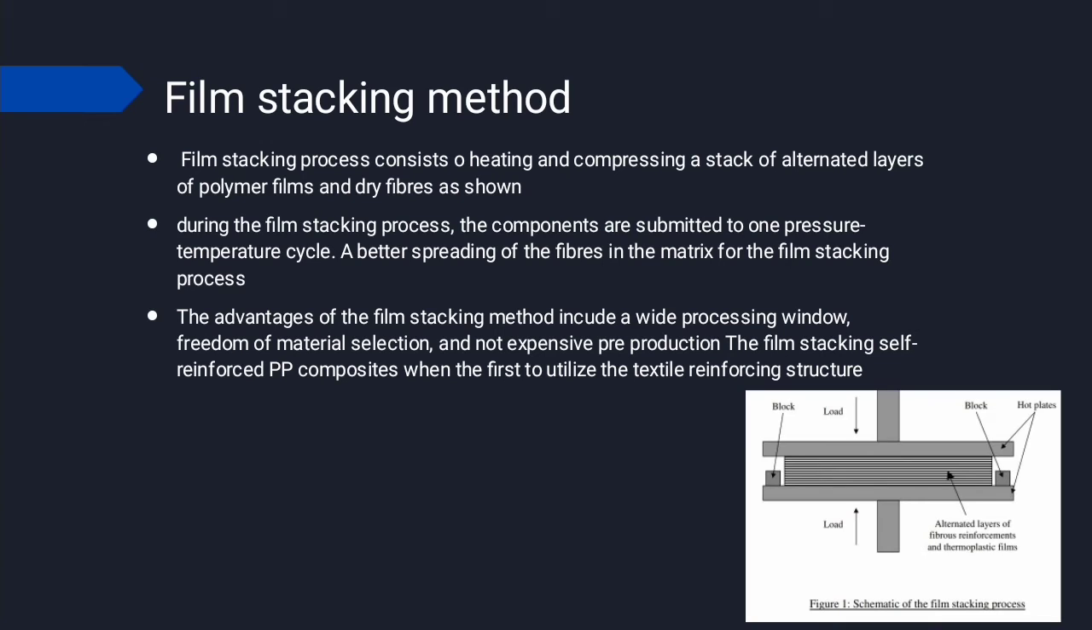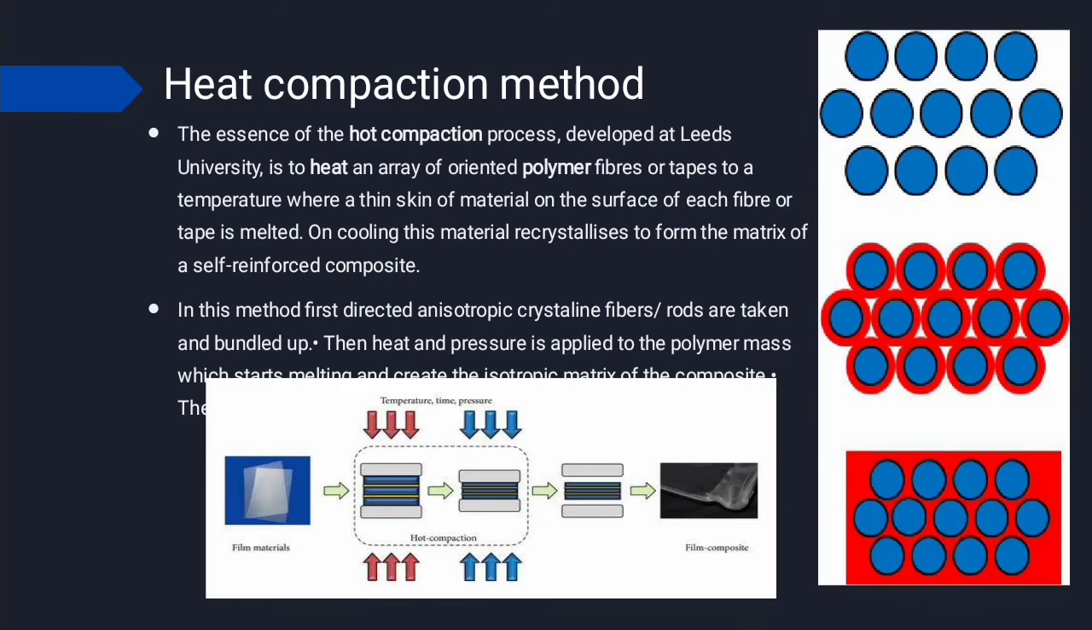What is the advantage of the film stacking method? Why would you use the stacking method? Why is it good over the others? So the advantages of the film stacking method include a wide processing window, freedom of material selection and inexpensive pre-production. Film stacking self-reinforced PP composites were the first to utilize a textile reinforcement structure. Got it.